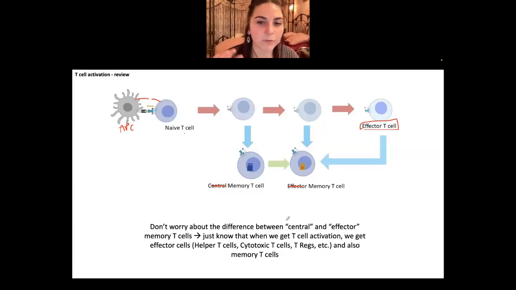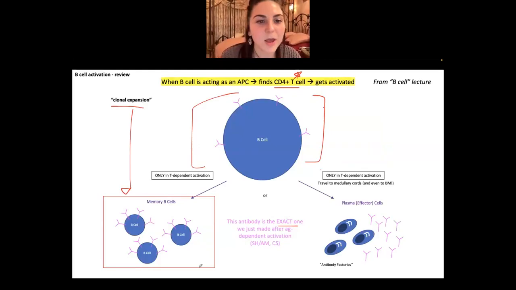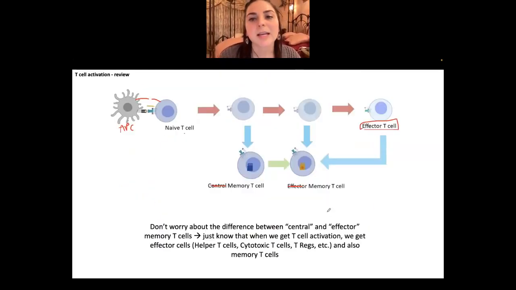Okay, so this is what I just wanted you to see from this image: we're getting both. Just like with B cells, we're getting memory and plasma cells. With T cell activation, every single time we make T cells with this signal 1, signal 2 thing, we're also going to get memory.